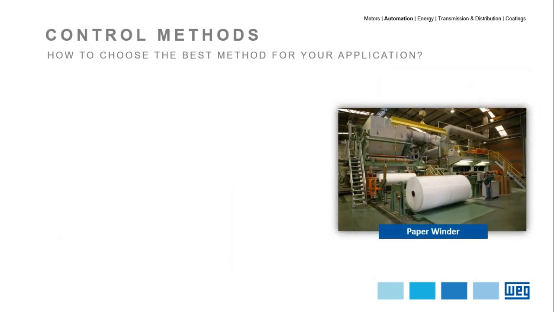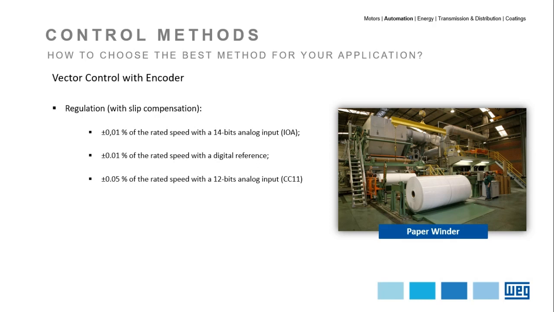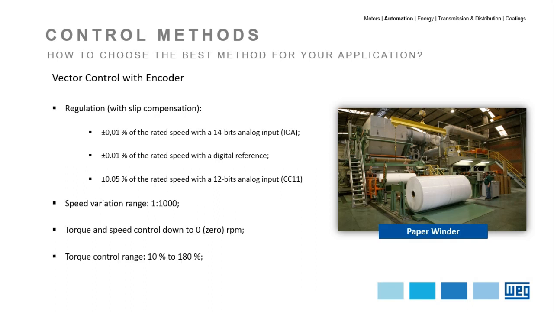In the case of applications such as winding machines or rolling mills, which require more precision in their operation, the ideal method is vector control with encoder, which has a regulation of 0.01% in speed control when used with analog speed reference by 14-bit analog input, or with the use of digital references. Or a 0.05% regulation with a 12-bit analog input. It has a speed range of 1 to 1000, and in this case, it's also possible to control torque. This method is capable of controlling torque and speed down to 0 RPM. It has a torque control range of 10 to 180%, with an accuracy of 5% of rated torque.